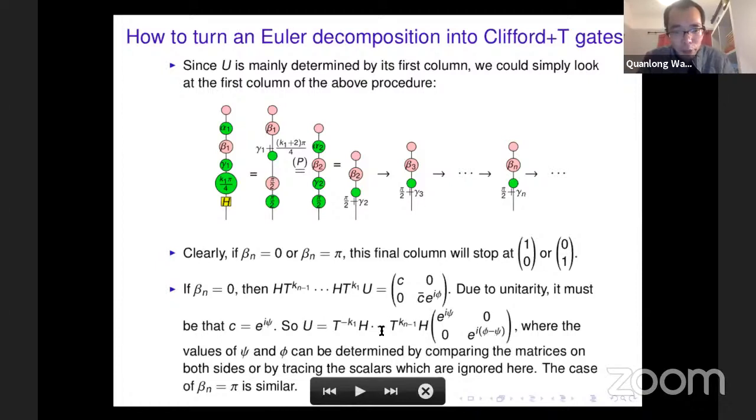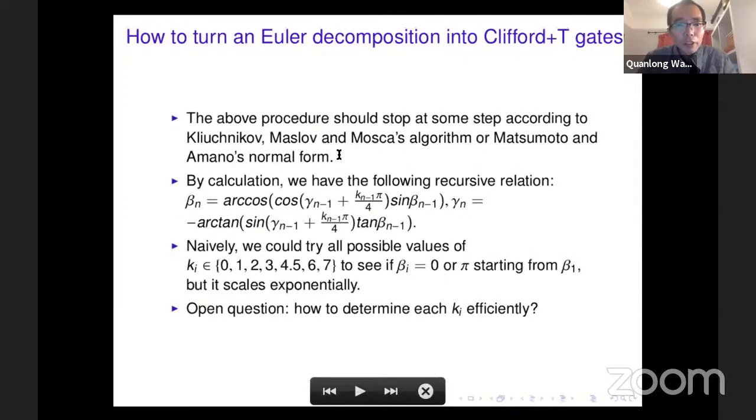One is you compare the matrices on both sides, or, because here we just ignore the scalars, if you put back the scalars, then you can trace the scalars, and maybe then you can get the psi and the phi. And similarly, if beta n is pi, you can get a similar decomposition. So that's the basic idea for how to turn a unitary into a Clifford+T gate, from the Euler decomposition. The above procedure should stop at some step according to this algorithm, or to the normal form.